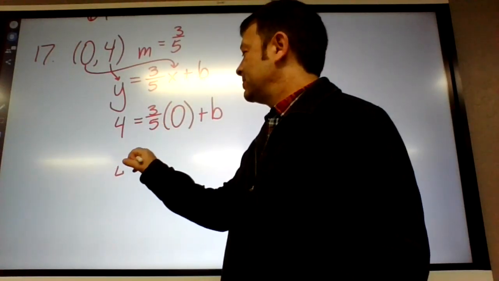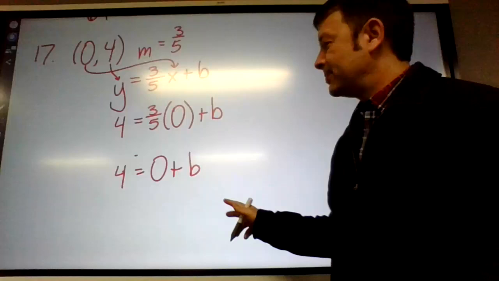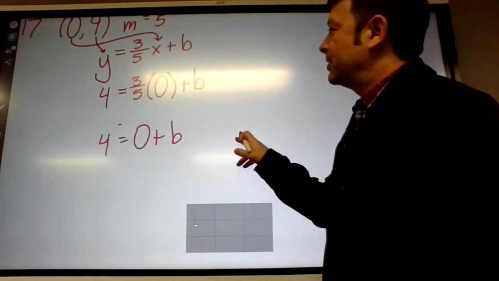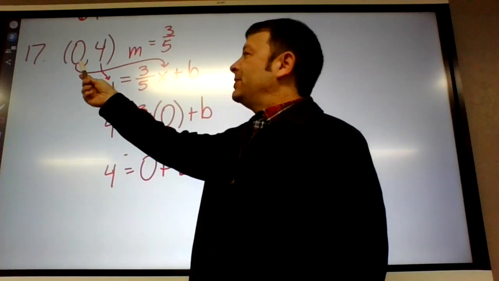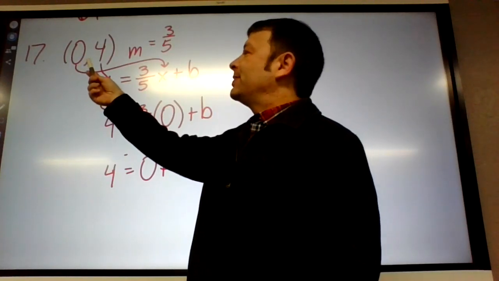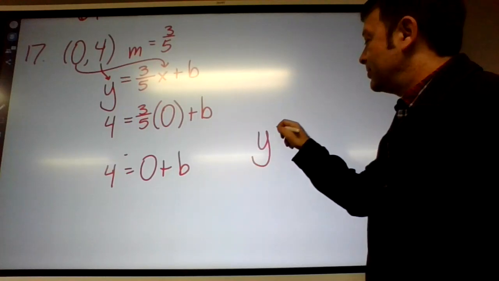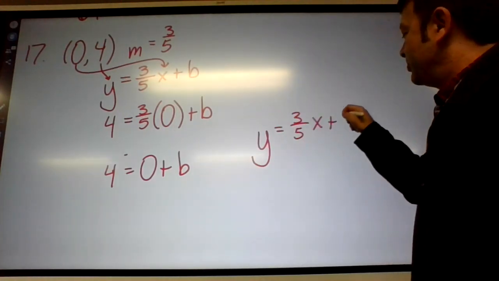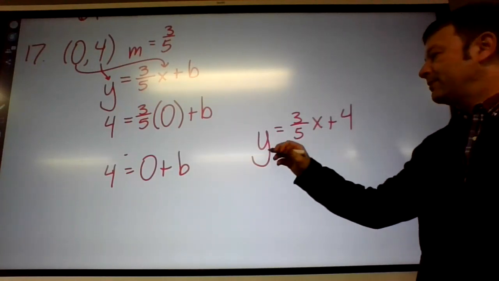What's 0 times 3/5? 0. So what's b gonna be on this one? 4, because that was easy. 0 doesn't really do anything. If they ever say the line goes through 0, 4, then 4 is the y-intercept. So that had to be the b value. It's kind of like number 1. They just said the y-intercept is 0.